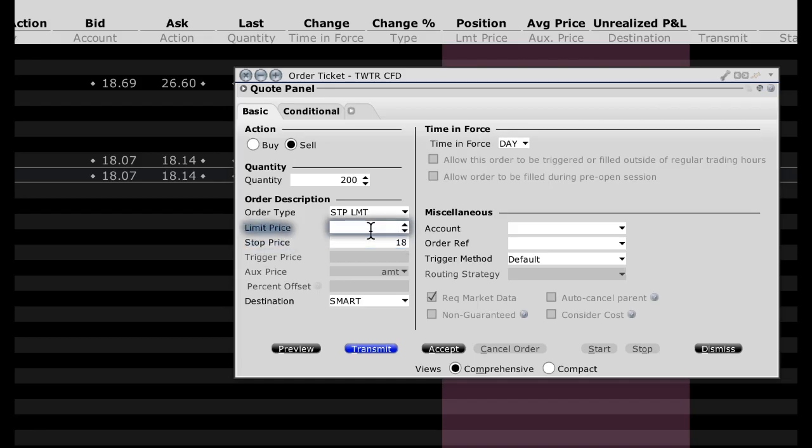And I'm going to put a limit of $17.97. So if it goes down to $18 today, you would sell at a market price, but no lower than $17.97. So notice that when you're selling short, your limit price is always below your stop price. But when you go long, your limit price is above your stop price.